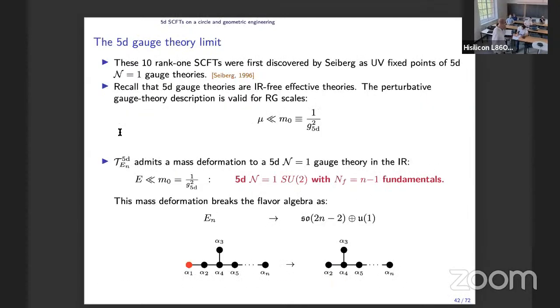This theory was discovered by Seiberg in '96. As I said, they correspond to essentially the UV fixed point of the 5D SU(2) theory with N_f equal n minus 1 fundamental flavors. Or more precisely, what you start with is an abstract SCFT in 5D with E_n symmetry. There is a particular abstract mass term you can turn on, and upon RG flow it flows to SU(2) with N_f equal n minus 1 fundamentals. Recall that in 5D, gauge theories are IR free, so it's a free theory with a cutoff, and the UV completion is a 5D SCFT.